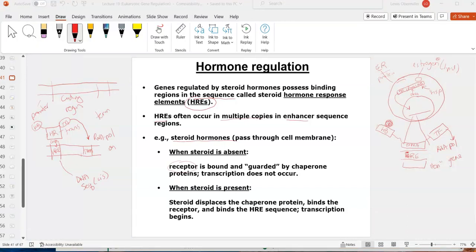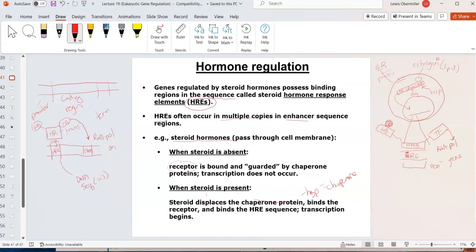And this is just sort of a written explanation of that. So when the steroid is present, it displaces the chaperone protein. This is called the heat shock protein. Same name. It's just like, we have multiple names for money, like cash, bones, dough, whatever, bucks. All right. So that displaces the chaperone, the heat shock protein.